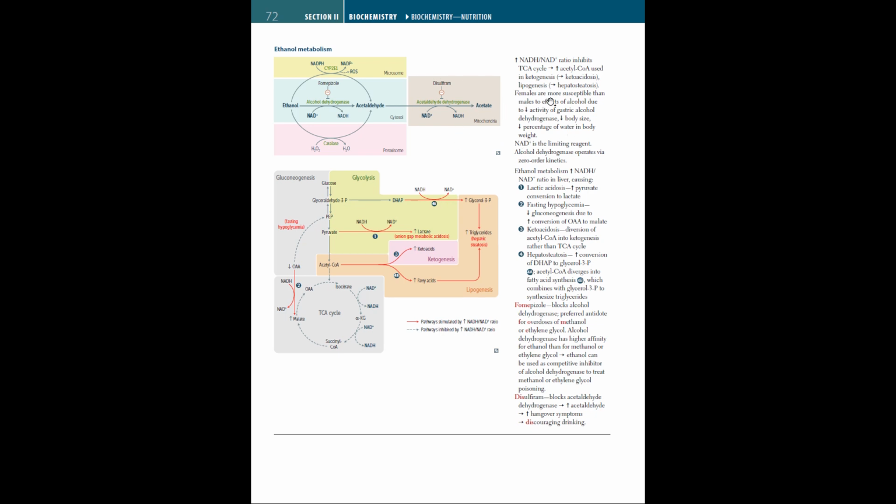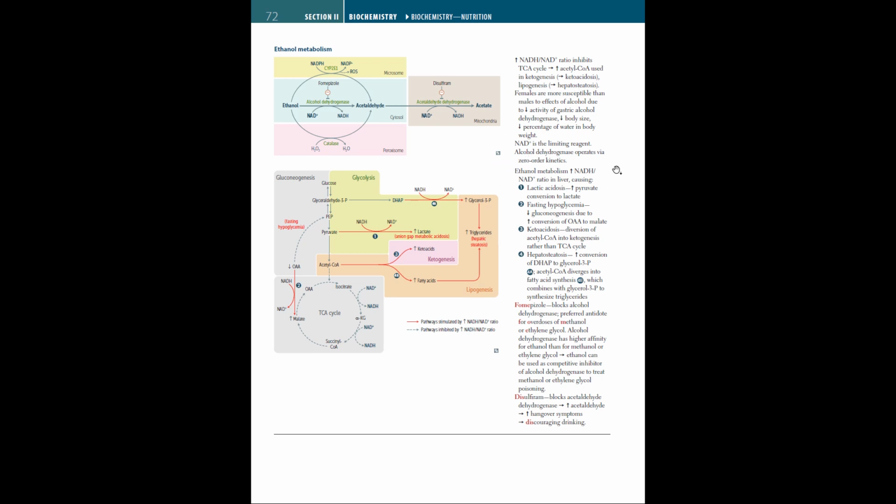Now, keep in mind that females are more susceptible than males to effects of alcohol due to decreased activity of gastric alcohol dehydrogenase, decreased body size, and decreased percentage of water in body weight. Now, ethanol metabolism mainly occurs in the liver, where there's an increased NADH to NAD plus ratio, and this inhibits the TCA cycle, leading to high levels of acetyl coenzyme A used in ketogenesis. So you lead up to ketoacidosis in high levels of alcohol, and lipogenesis, hepatosteatosis.